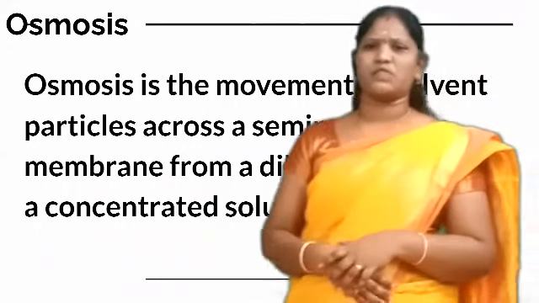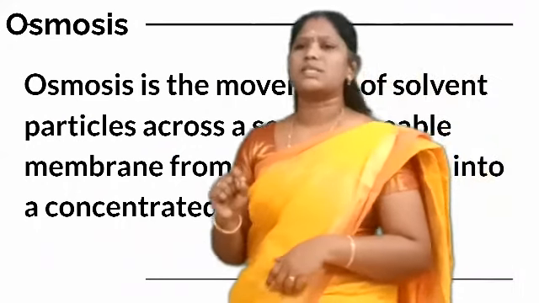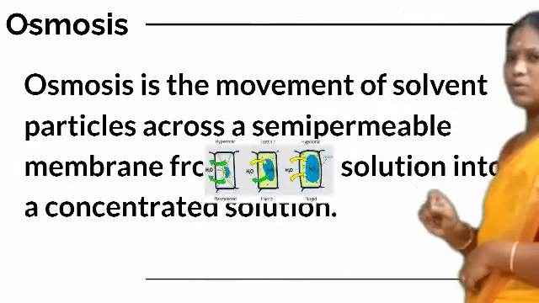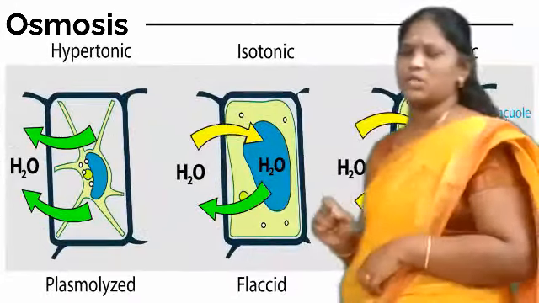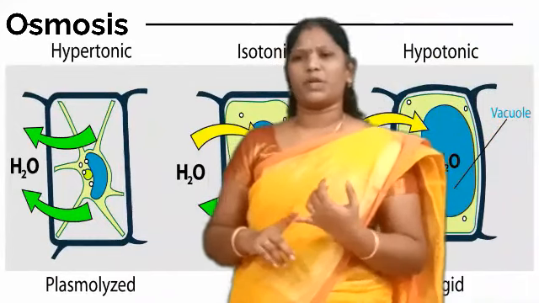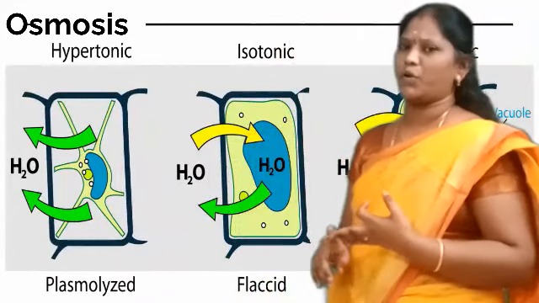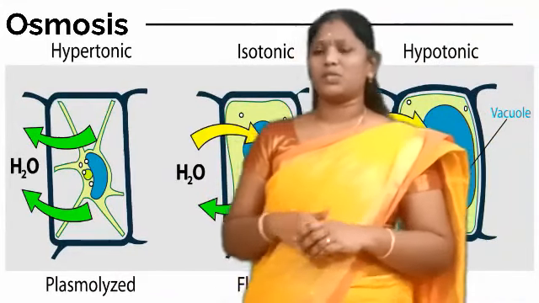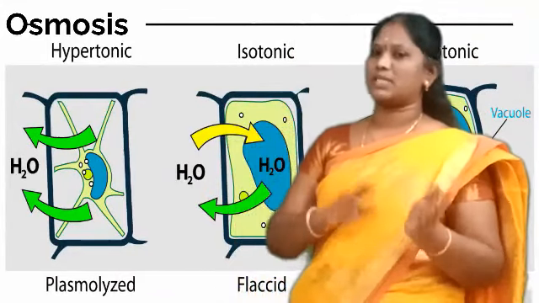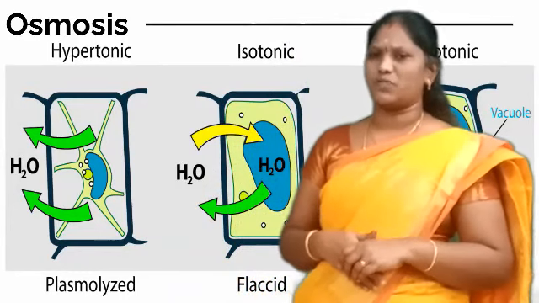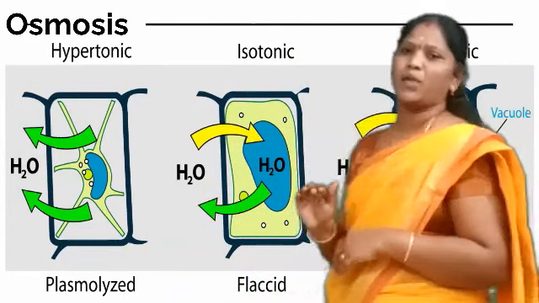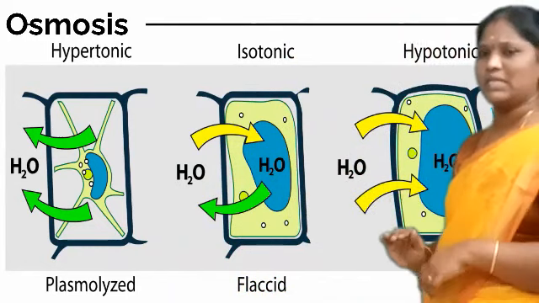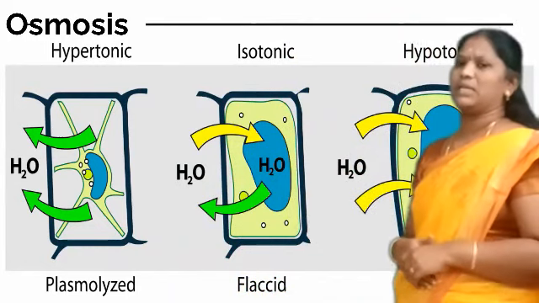Osmosis is the movement of solvent particles across a semi-permeable membrane from a dilute solution into a concentrated solution. There are three types: hypertonic, isotonic, hypotonic. In hypertonic, the external concentration will be more. In isotonic, both external and internal concentration of the solution will be the same. In hypotonic, the external solution will be less when compared to the internal solution.